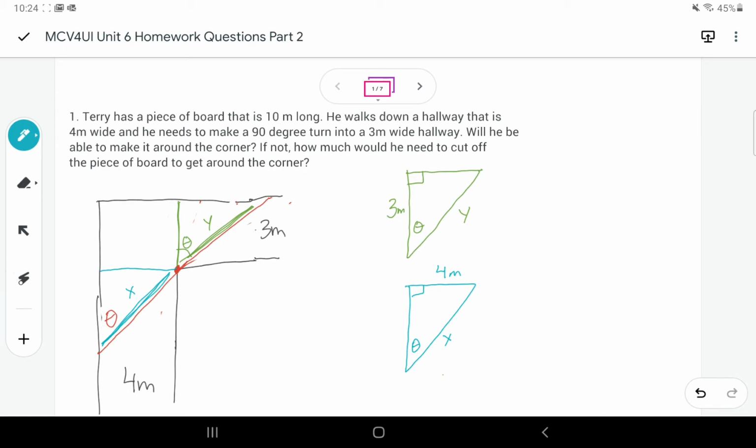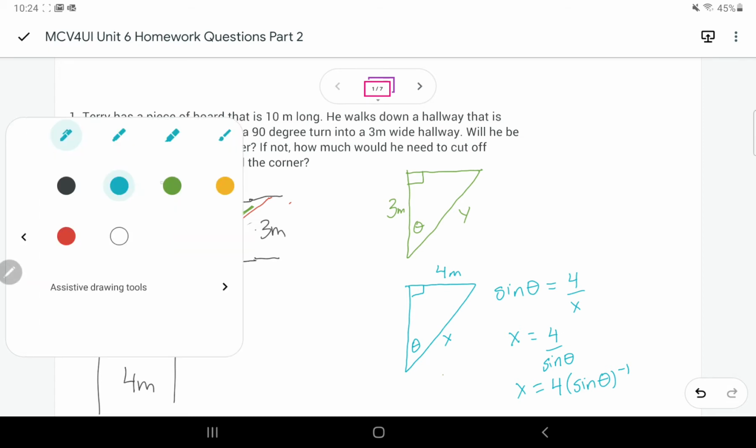So what we want to do is figure out what we would have here in terms of each piece. So how long is X in terms of theta, and how long is Y in terms of theta? So for the X, I have 4 is the opposite and X is hypotenuse. So I have sine theta is 4 over X. So X is 4 over sine theta. And I'm going to write that as 4 sine theta to the -1 because I see chain rule coming here.